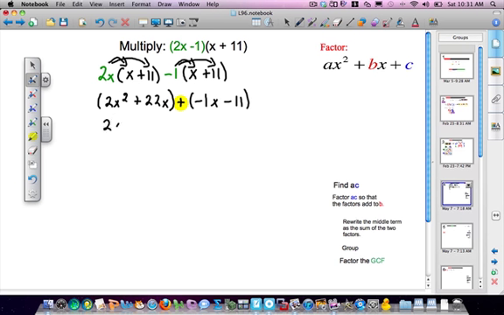So 2x squared plus 22x minus 1x minus 11. Now we're going to combine the like terms and write the result. And the result will be 2x squared plus 21x minus 11.